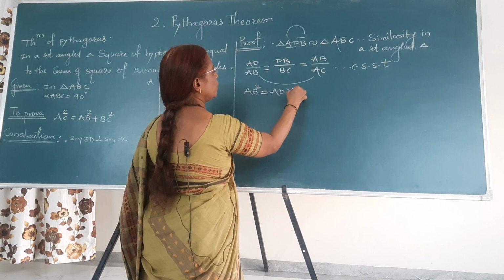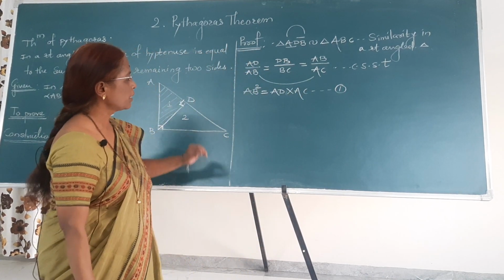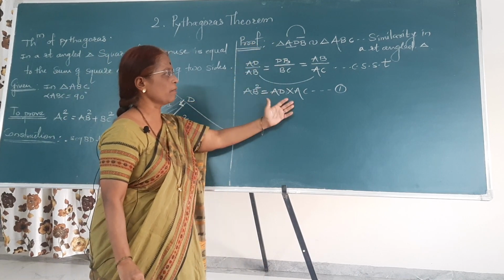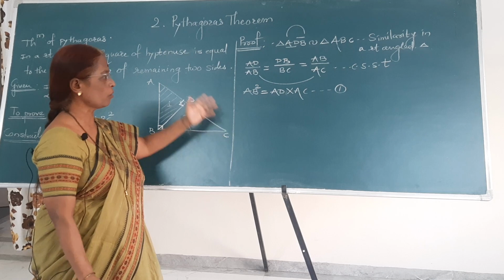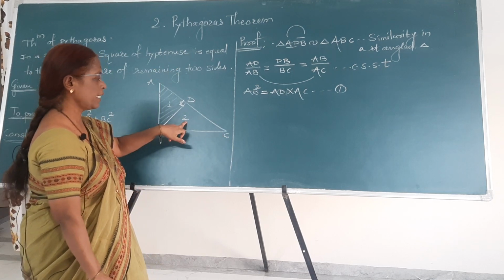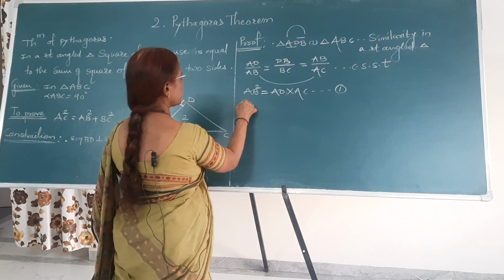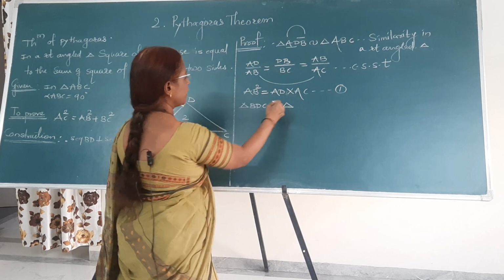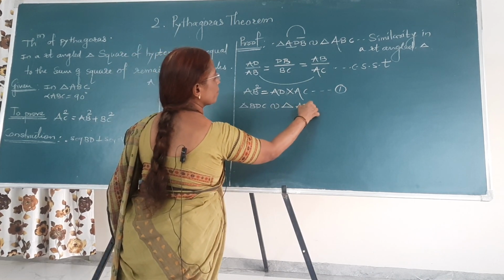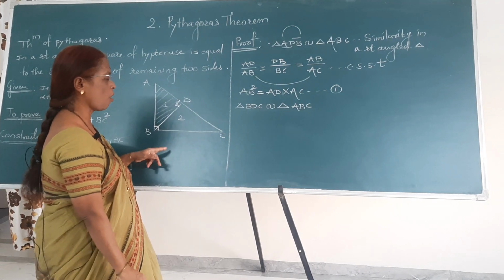AD into AC, and this is our first equation. Now same thing we have to carry out in the second triangle and in the original triangle. So what is the name of the second triangle? BDC. See the proper sequence. BDC is similar to triangle ABC. And once again we have to verify whether we are correct or wrong.